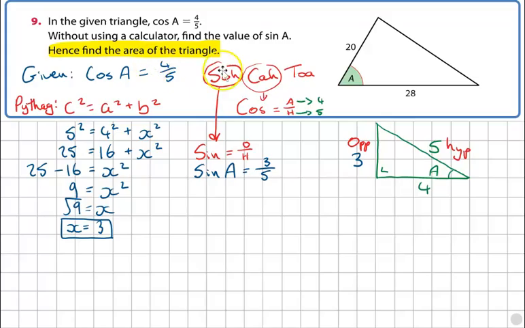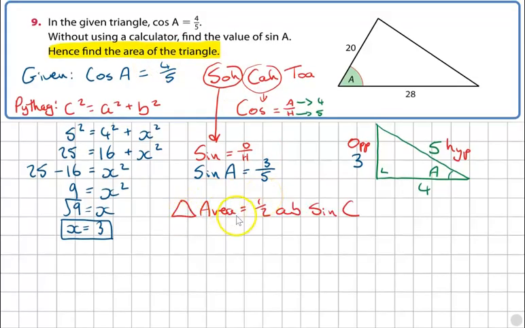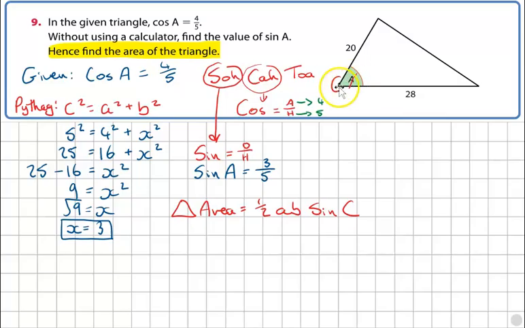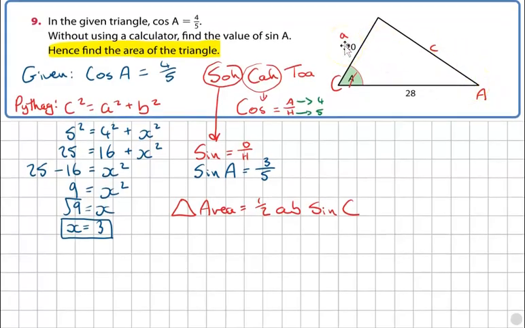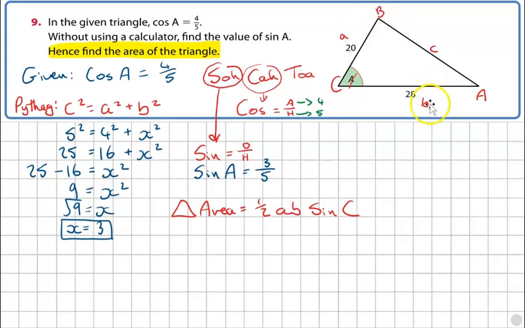Hence, find the area of the triangle. So the area of the triangle formula is a half AB sine C. So we're going to relabel that capital A as capital C because we have sine C in our formula. So that must be lowercase c. Then I'm going to call this angle A, so that must be lowercase a, and angle B, so lowercase b. So we get a half times whatever the A is multiplied by whatever the B is, multiplied by sine C.